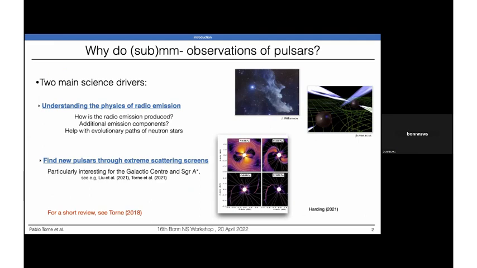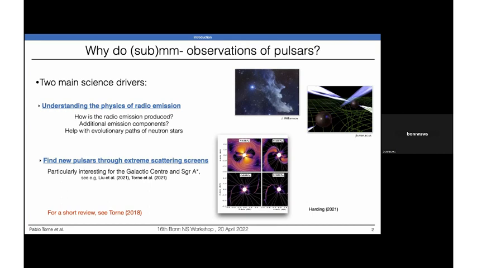So very briefly, some motivation. Why do we want to try this kind of super high radio frequency observations? I think there are two main drivers. Mainly understanding the physics of radio emission. How is the radio emission produced? For instance, we have seen examples before with the spectral energy distribution. We can try to fit models and understand what's happening. Maybe some additional components of emission can boost the emission at millimeter or submillimeter wavelengths. So we have to have a look.